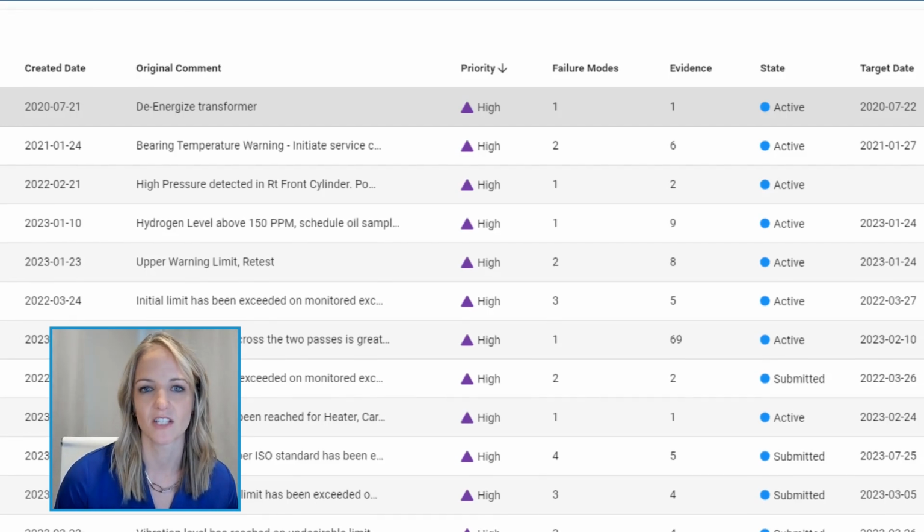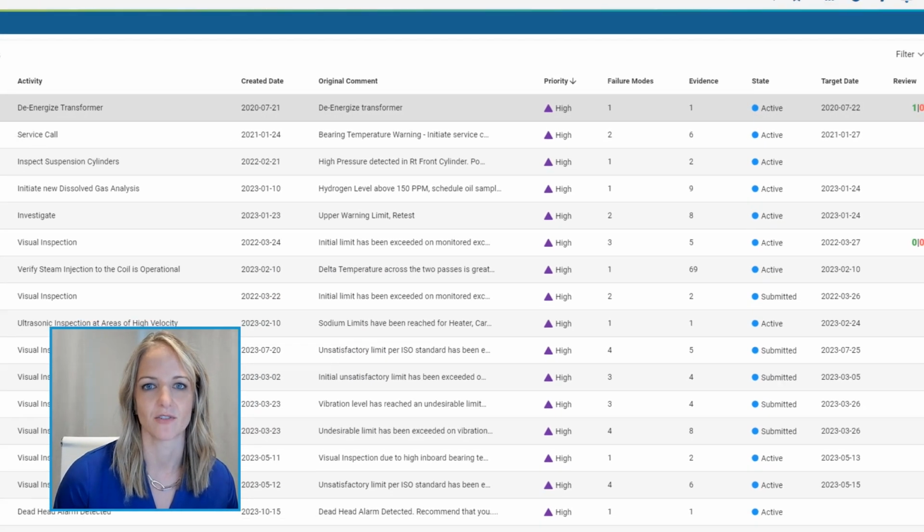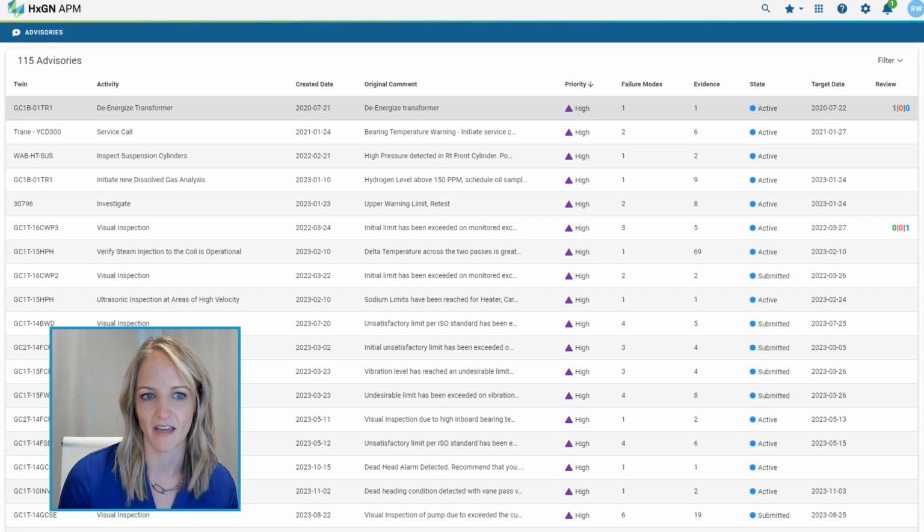So this is just a really, really nice summary of all the advisories, all the analytics coming together and making it easy for those teams and those daily users to use the application.